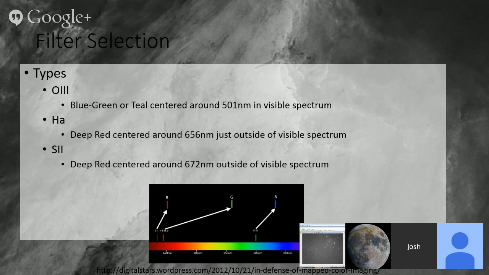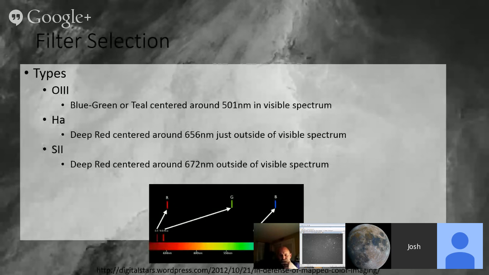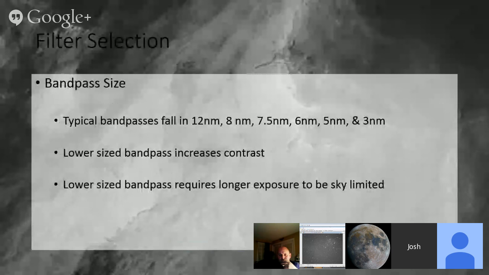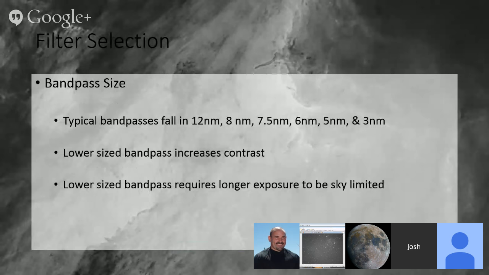Hydrogen alpha is kind of like a deep red, and it's just outside of the visible spectrum and is around 656 nanometers. And then finally sulfur is around 672 nanometers, which is also just outside of the visible spectrum. So talking about filter selection, there's some things that you want to think about.